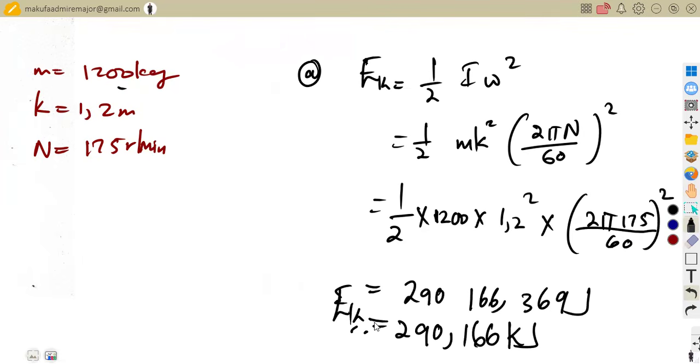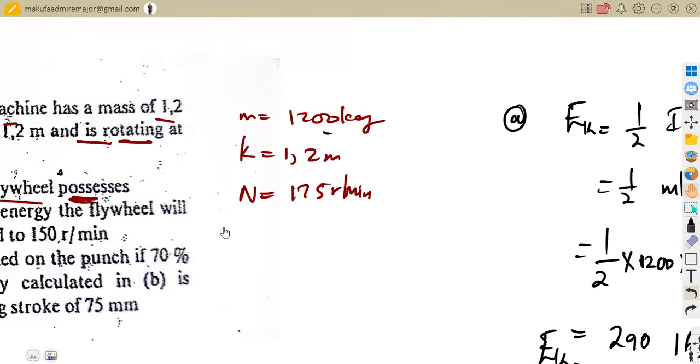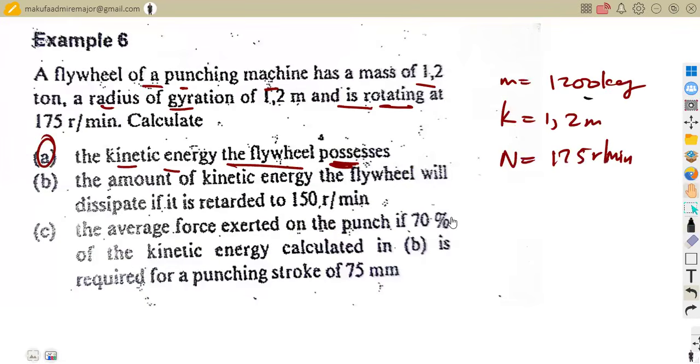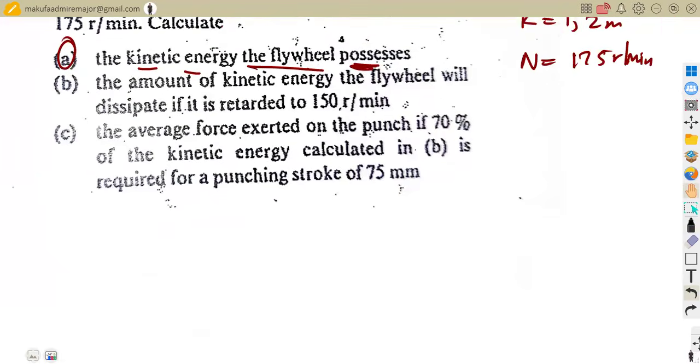You just need to know how you present your formulas, this and that. Your formulas are very, very important. Then the amount of kinetic energy the flywheel will dissipate if it is rotated at 2.